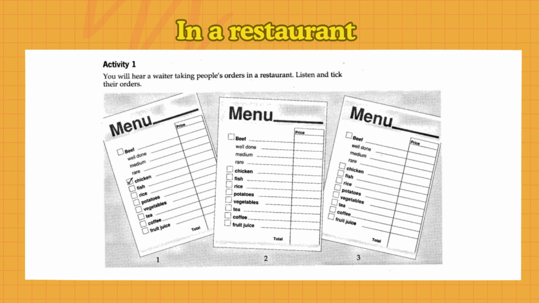2. Can I take your order? I think I'll try the beef. I'd like that rare, please. Certainly. Would you like rice or potatoes with it? Rice, please. And I'll have vegetables as well. Anything to drink? Coffee, please.